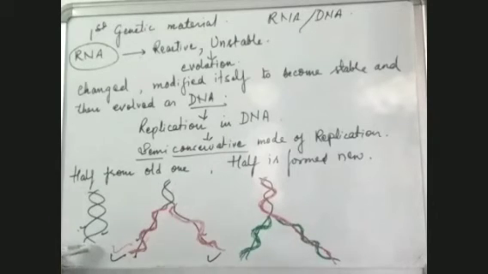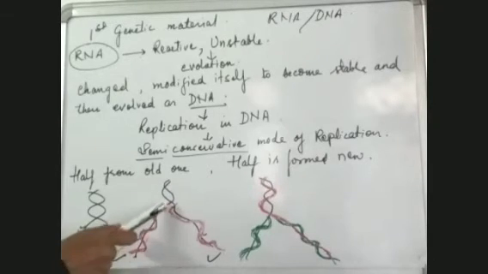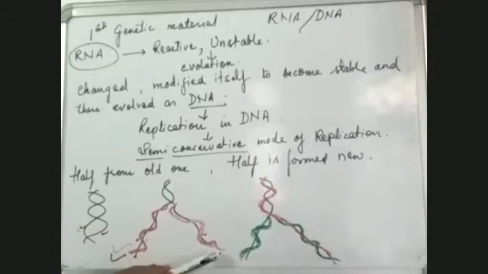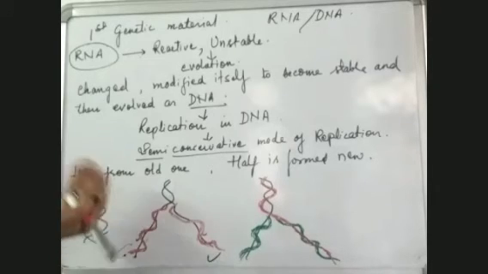Say from this end till here, it has opened up. From the last till here, it has opened up. So here the DNA strands have opened up, and each strand has now separated. This strand and this strand both have separated. One is this strand, one is this strand. The opening takes place from down.